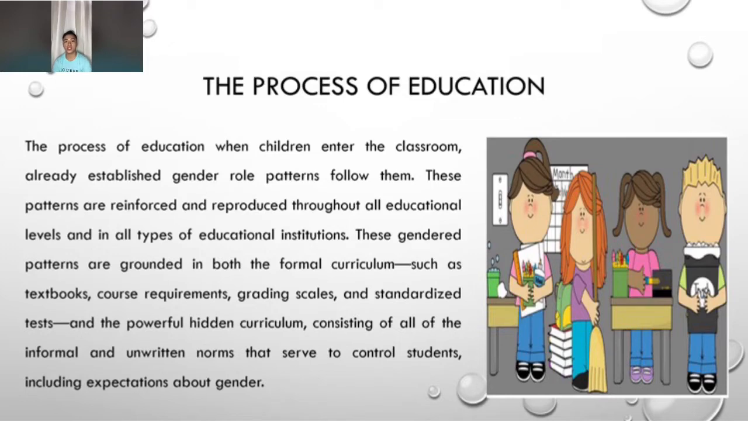The process of education: when children enter the classroom, the already established gender role patterns follow them. For example, in the classroom, boys and girls are taught what toys and games are appropriate for their gender identity. For example, in school, the tasks in the classroom are already set according to their gender identity, such as who sweeps the floor and who takes out the trash. So these are patterns established in all types of institution.